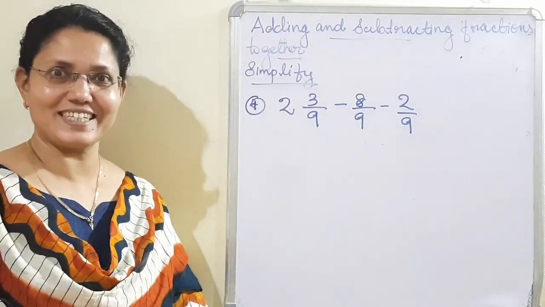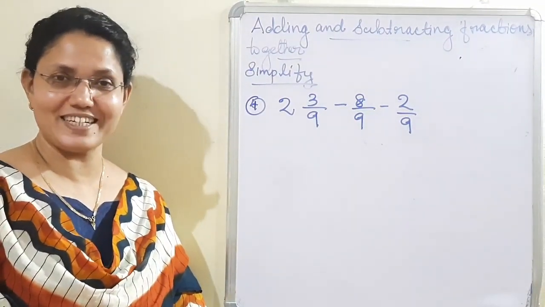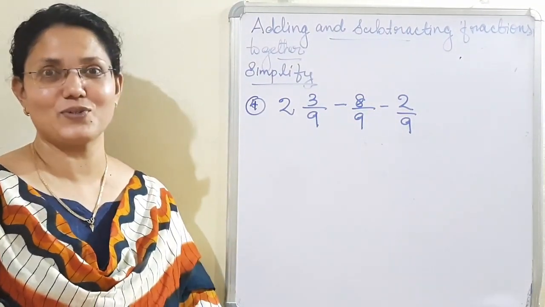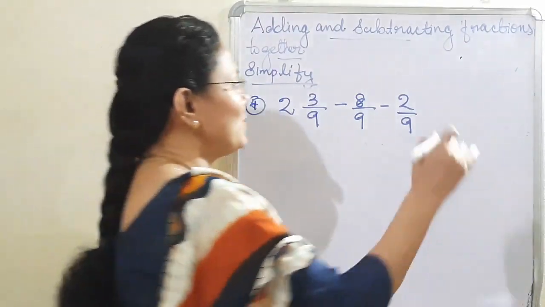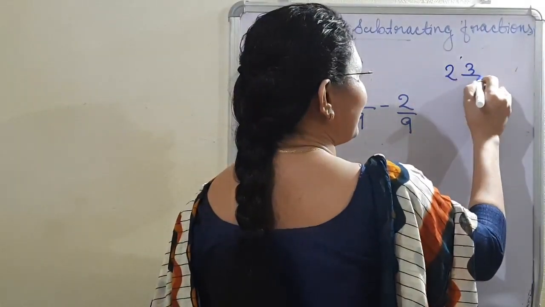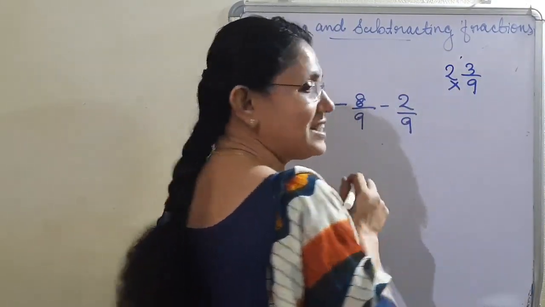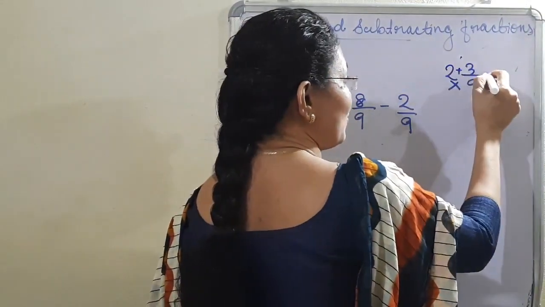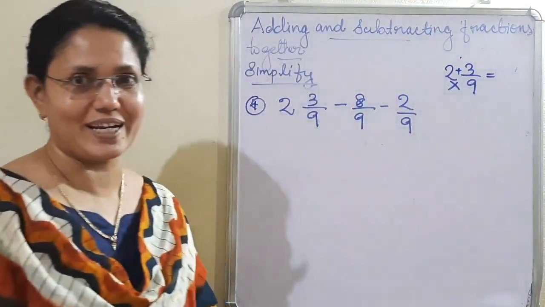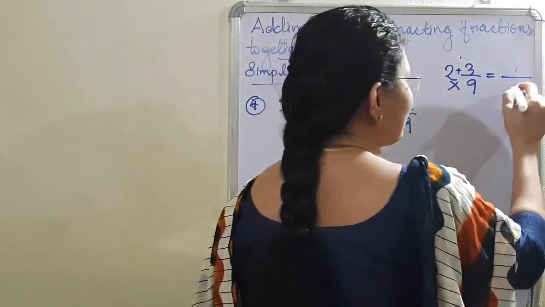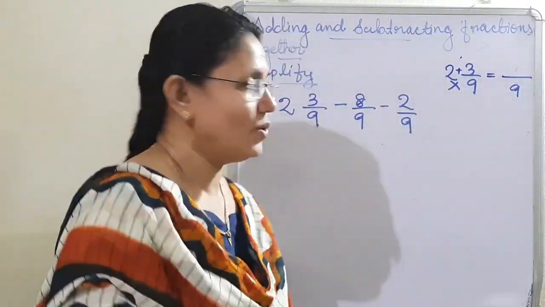Here one mixed fraction is there. You know that when you get a mixed fraction, you can change this into an improper fraction. How? Do you remember? 2 3 by 9. What to do? Multiply the whole number with the denominator. After that add it to the numerator. That is the new numerator. Keep the denominator the same. There is no change. Okay.